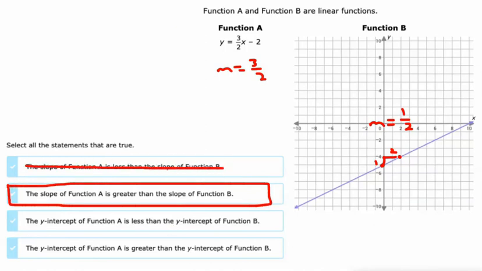And then we're being asked about the y-intercept. Okay, y-intercept down here of function B is -5. And the y-intercept of function A is given to us right there. It's -2. So -2 is actually greater than -5. So the y-intercept of function A is greater than the y-intercept of function B.